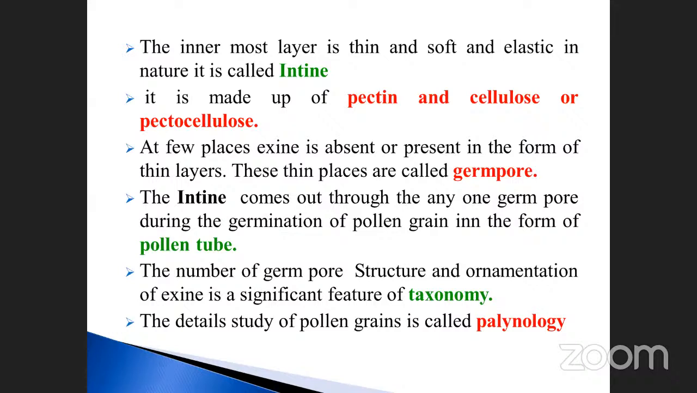But at a few places the exine is absent or present only as a thin layer. These thin places are called germ pores. The intine comes out through any one of the germ pores during germination of the pollen grain in the form of a pollen tube. The nucleus also enters in the form of the pollen tube.